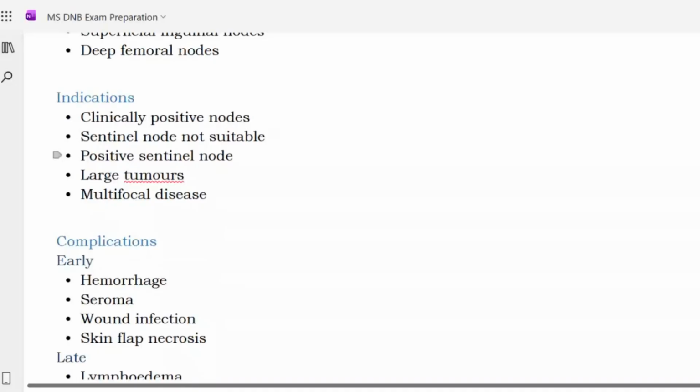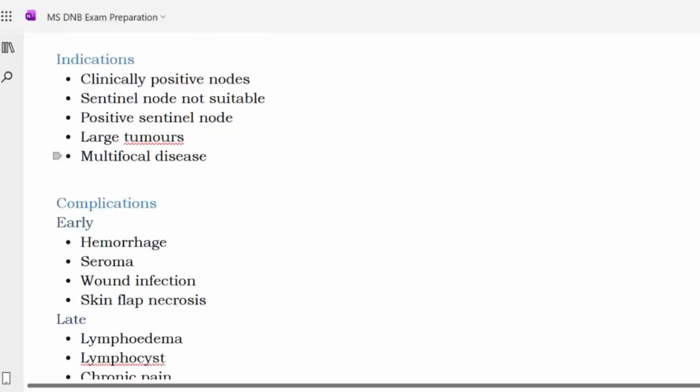Sometimes sentinel lymph node assessment is not possible, or it is not suitable. In that particular case, you will directly go for lymphadenectomy. Large tumors, you need not do the sentinel node assessment, you directly go for lymphadenectomy. And if it is a multifocal disease, then you will go for lymphadenectomy. Remember, multifocal disease, you don't go for sentinel assessment. It is always better to go for lymphadenectomy rather than assessment.